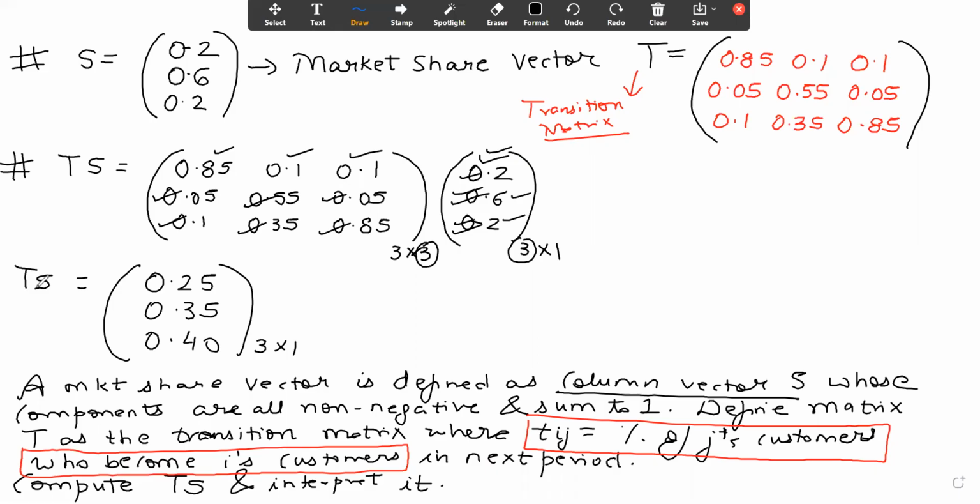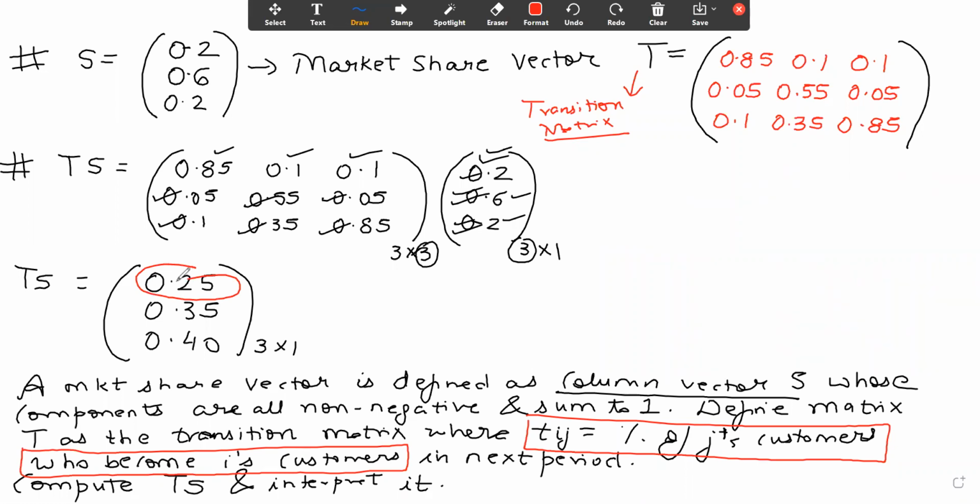Now, what is it telling us? It is telling us what the new market share is. So you can clearly see that A initially had 20% of the share. Now A has 25% of the market share after the transition has happened.